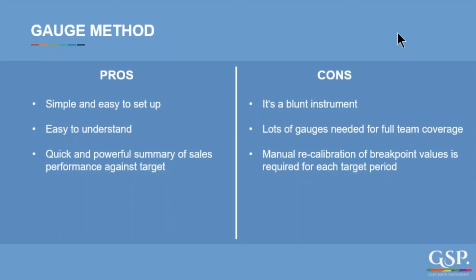Bear in mind that if your targets vary from one month to the next, then you're going to have to recalibrate the red, amber, and green for each time period, each month or each quarter, depending on how often your targets change. So you're going to need to do that. But in itself, it's a simple but effective way of tracking target.